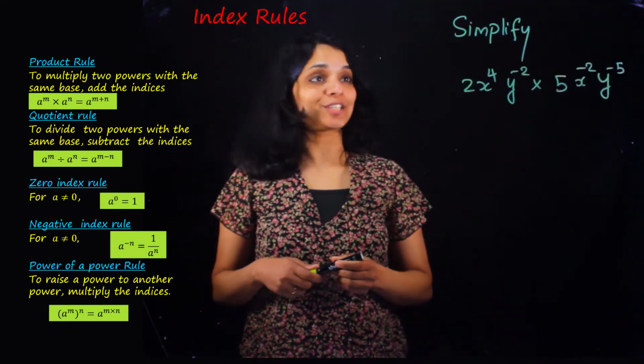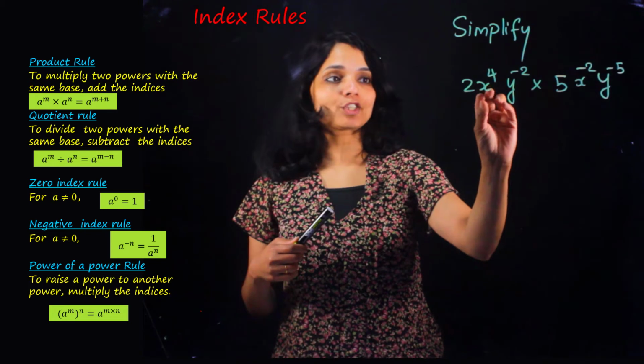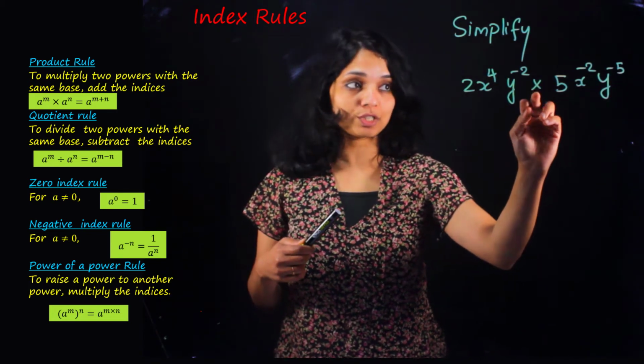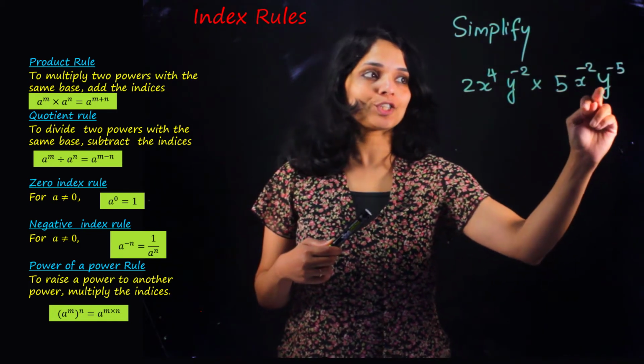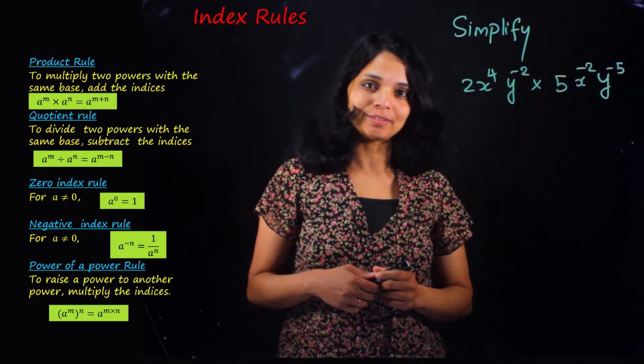Okay, now let's do another question. Simplify 2x to the power 4 y to the power minus 2 times 5x to the power minus 2 times y to the power minus 5.